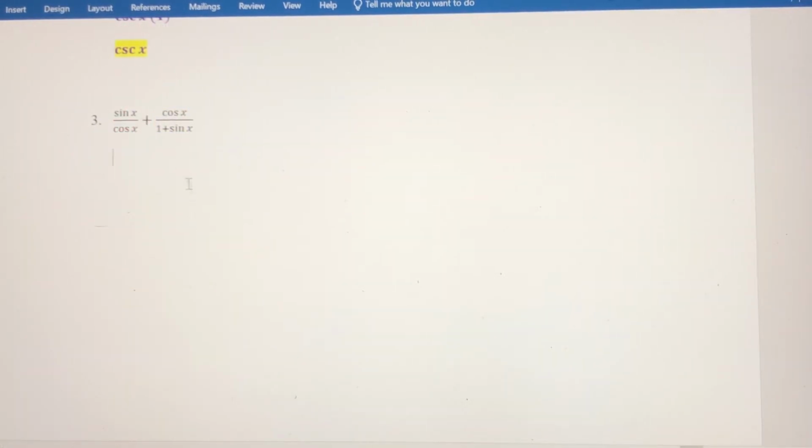All right, so on problem number 3, we've got 2 rational expressions here. One thing we can definitely do is get a common denominator, and so we can combine these two.